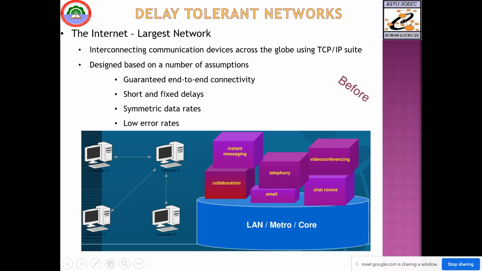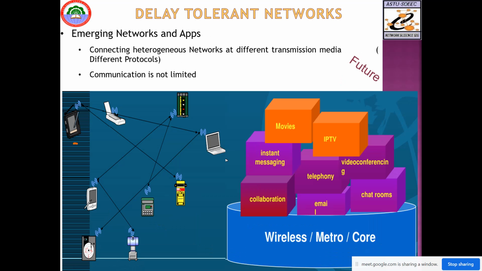And we can see here, above the LAN, metropolitan area network or core network, there are various events to be performed on the DTN, like instant messaging, collaborating across various kinds of networks, email delivery, telephony, video conferencing, and chat rooms. But once the DTN networks are initiated, along with the previous facilities, the users are going to expect other facilities like IPTV as well as online streaming.